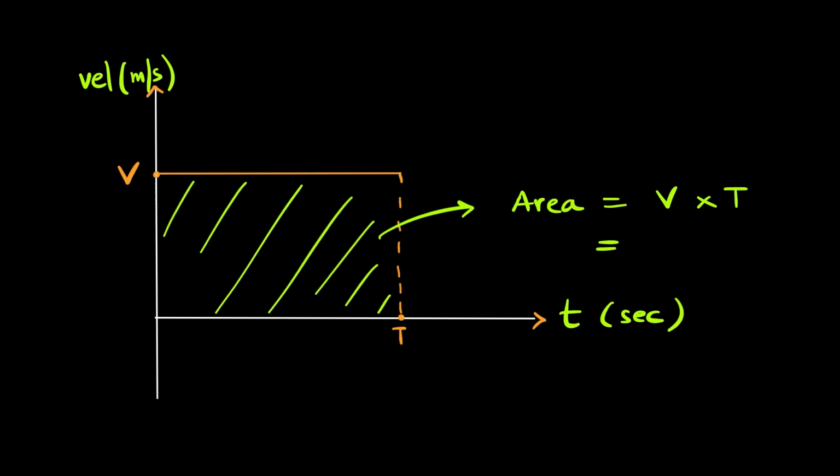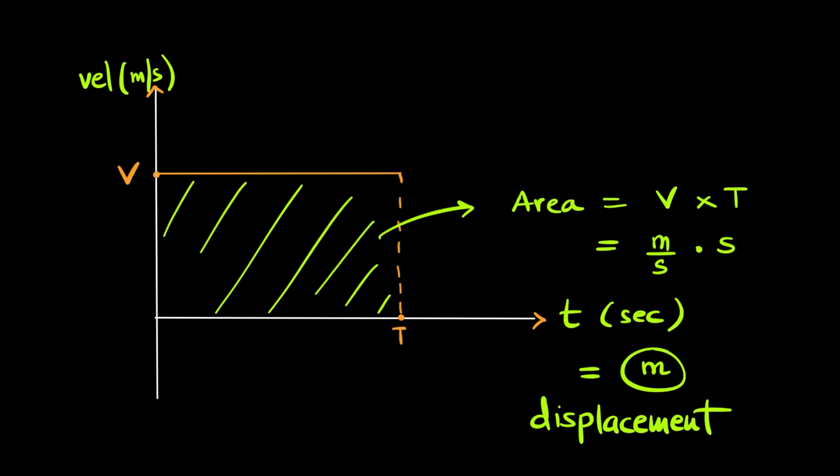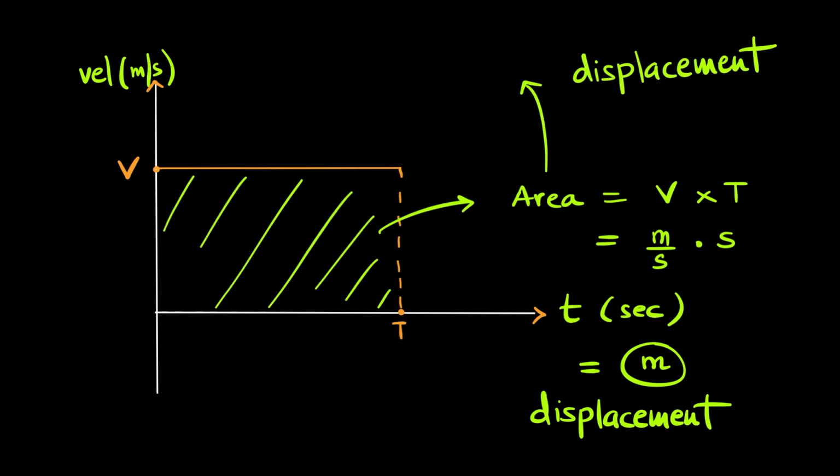Now, on the vertical axis, we have velocity in meter per second. On the horizontal axis, we have time in seconds. So if I take the unit of velocity, that is meter per second, and multiply it with seconds, what do I get? I get simply meters. That is the unit for displacement. That means another aspect of a velocity time graph is that the area under the graph represents displacement. Now let's draw some common line segments that we see in a velocity time graph.